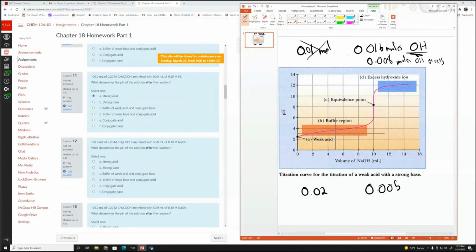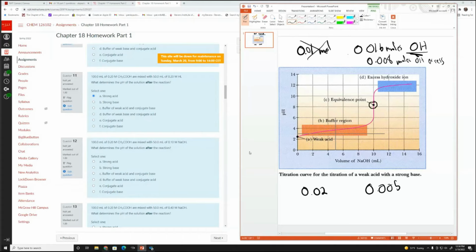This means that we have less base than the weak acid, which means, according to our graph, we're going to be in the buffer region, because the equivalence point is where the moles of NaOH equal the moles of the weak acid. In this case, we're not equal yet, we're still less. So we're in the buffer region. The pH in the buffer region can be determined by the Henderson-Hasselbalch equation after you do the subtraction.